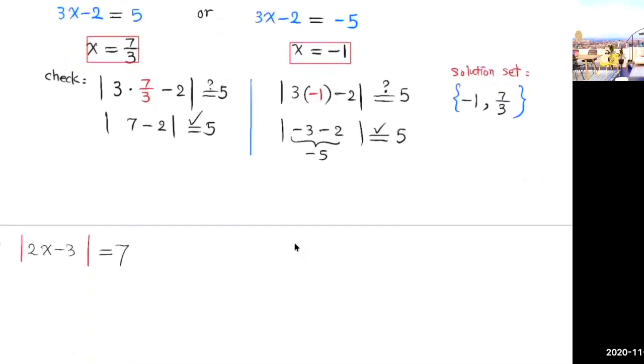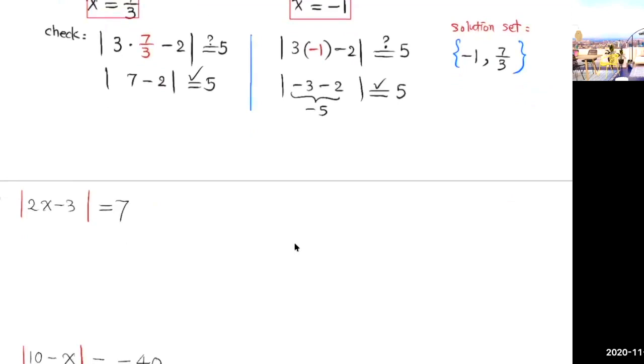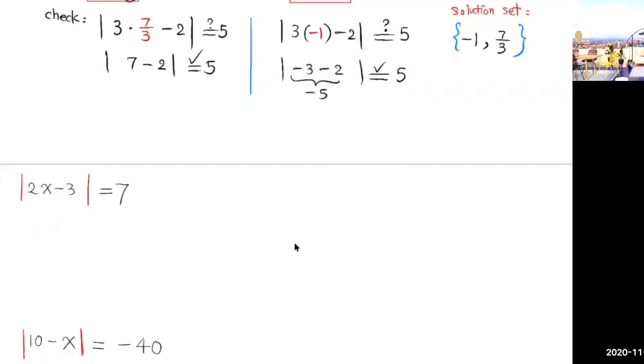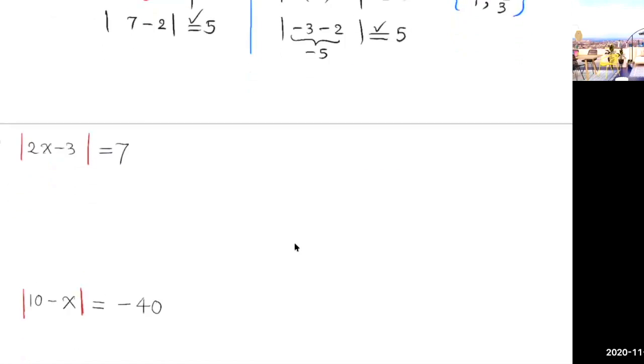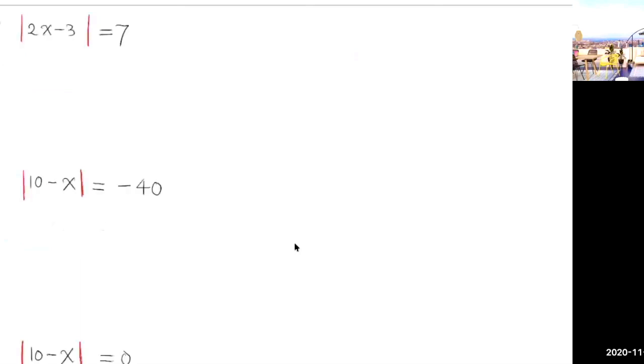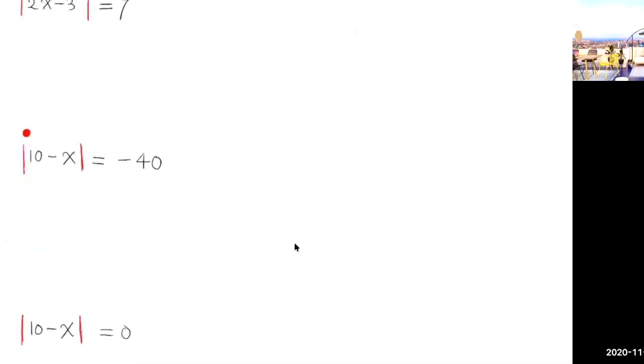Now, number 4 is very similar. I usually give students time in class to try after one example. Since we're a little bit pressed on time, you can try that at home. It's similar to number 3. For number 5 over here, the absolute value of this equal to -40.